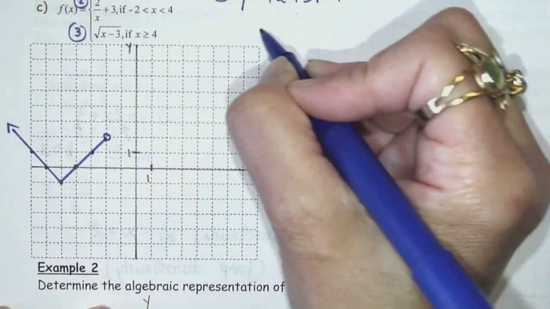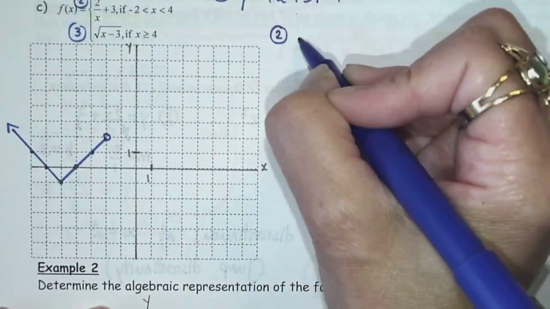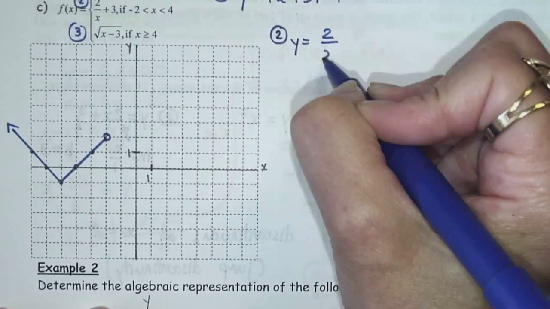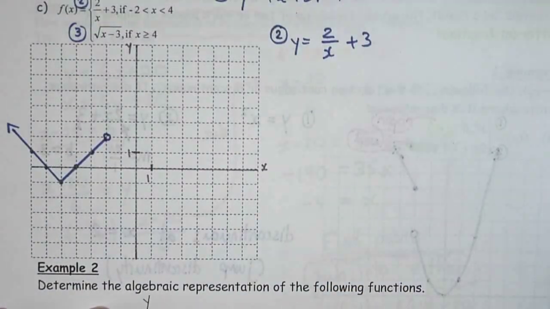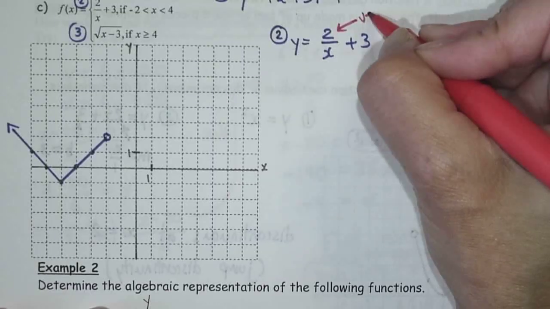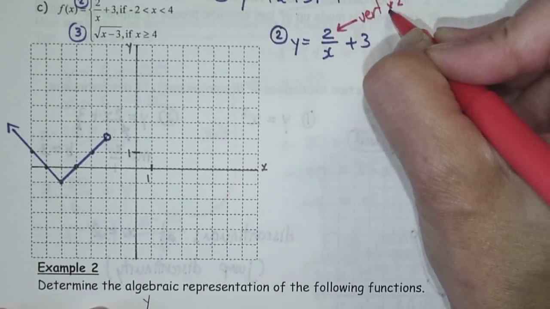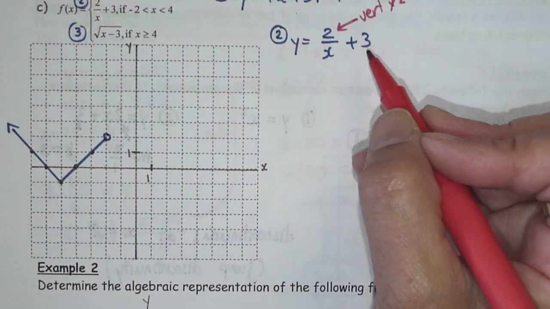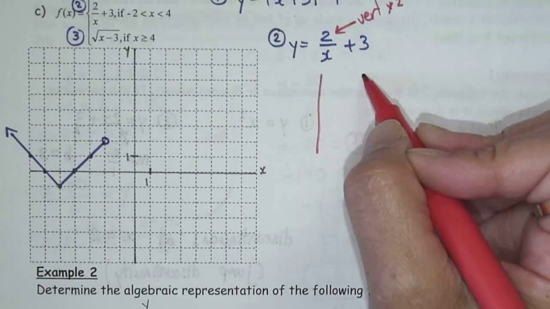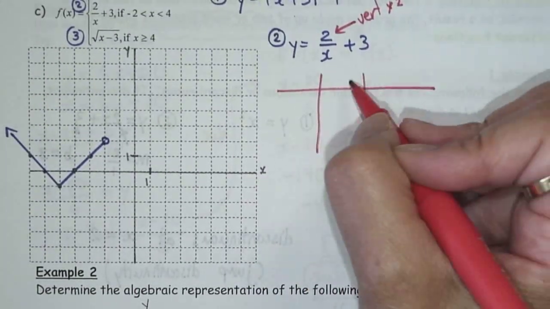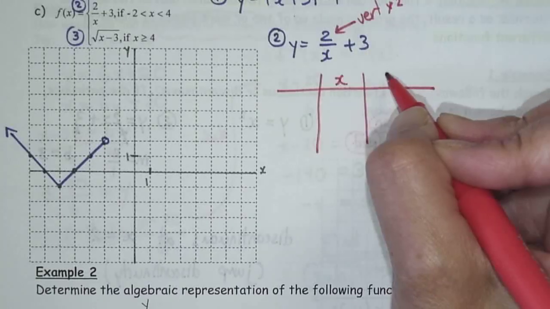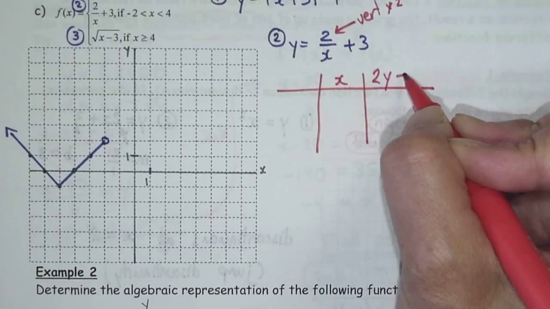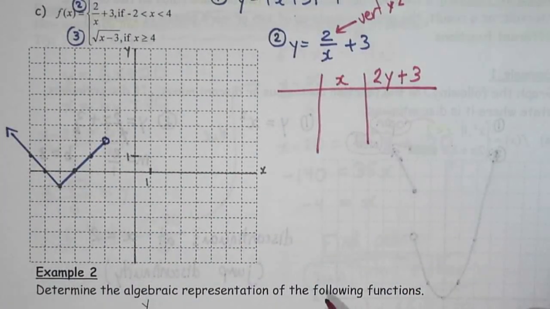Next one. So 2. Talking about 2, it's y equals 2 over x plus 3. This part here is a vertical stretch times 2, right? And that's a vertical shift up 3. If you need to, you can do a chart where you have the x and then the y is 2 times the reciprocal plus 3, right? So you used to do those charts. If you need to, go ahead and do the chart.